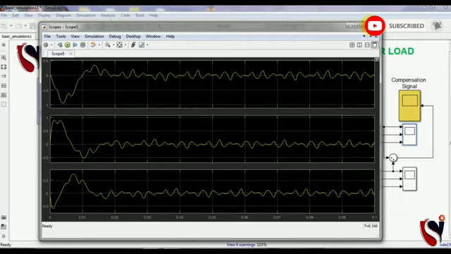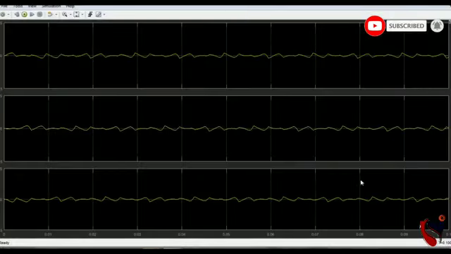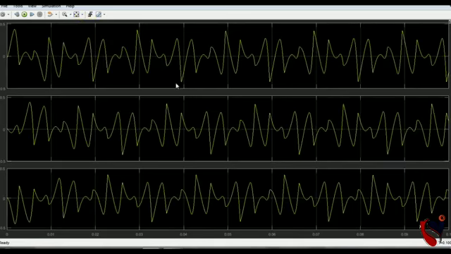So here you can see this is the compensated current here. You can see this is the difference, and it is much more deteriorated from the ideal voltage. You can see this is not anyhow a sinusoidal voltage or current.